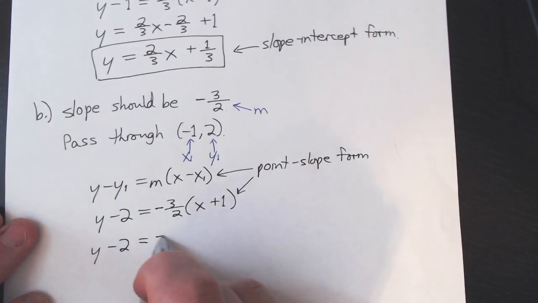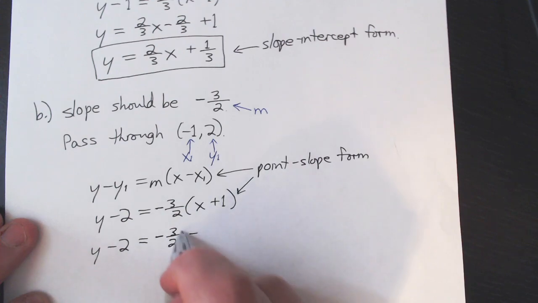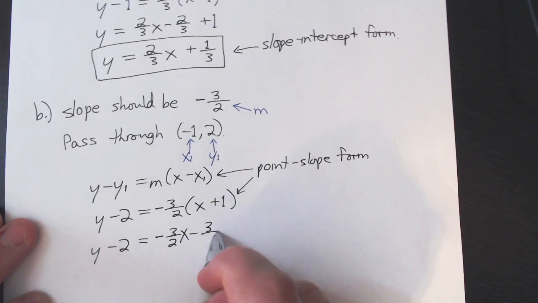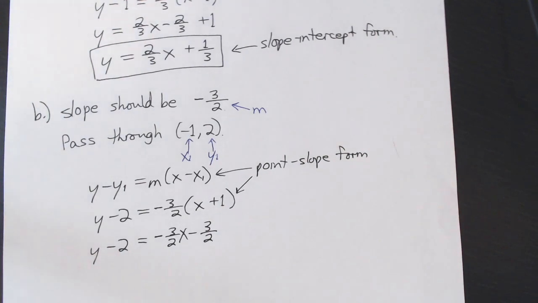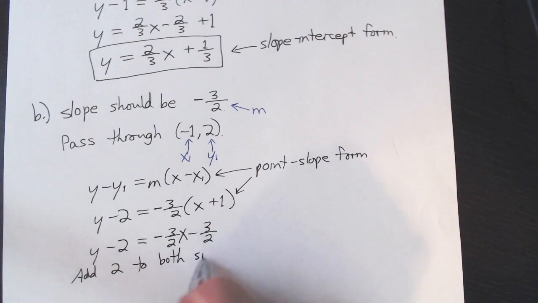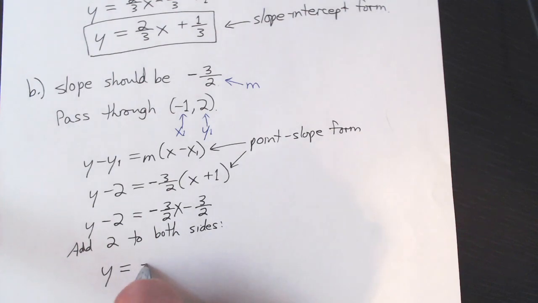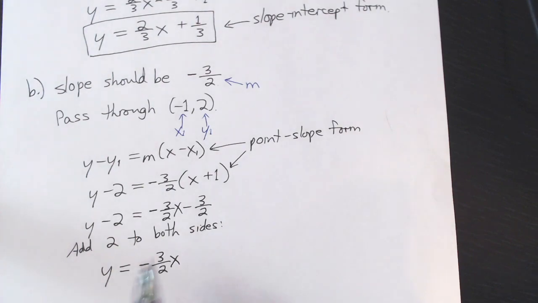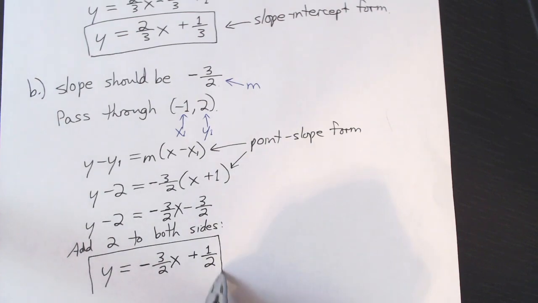Let's distribute the -3/2. x minus 3/2. And now I'll add 2 to both sides. So y equals -3/2 x. Okay, what happens when you add 2 to -3/2? You get plus 1/2. And that is exactly the form that we wanted. So that's the final answer.